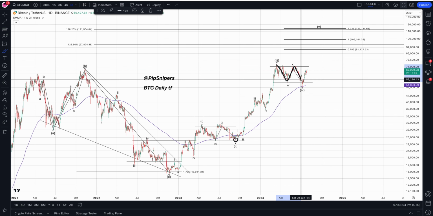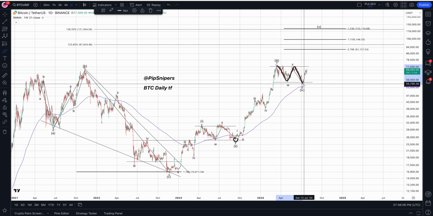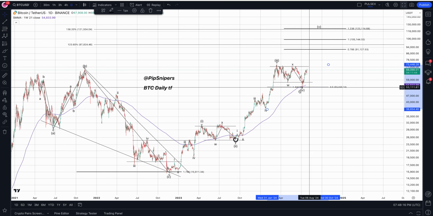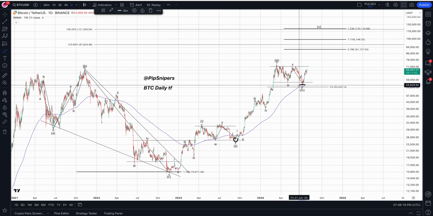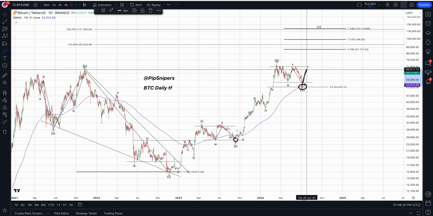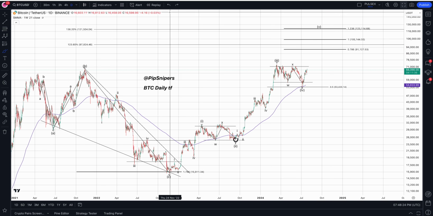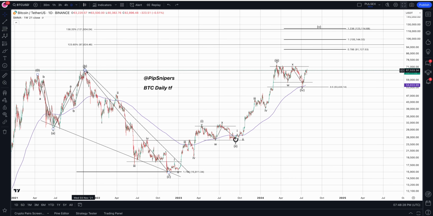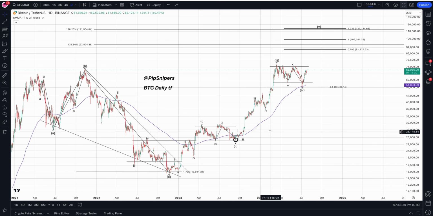We then have another WXY correction in the form of reaccumulation, with the Y wave coming down to the 50% fib and the 21-week smooth moving average. See, once we take a fib from this swing low up to this high, you do see that we have come down to this 50% fib here, and now we're seeing expansion out of the range, likely towards the $94,000 to $123,000 region for your wave 5.